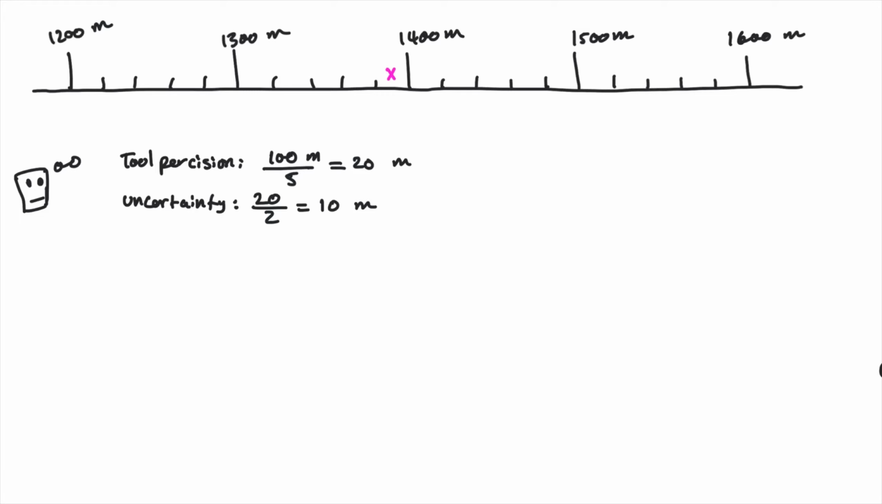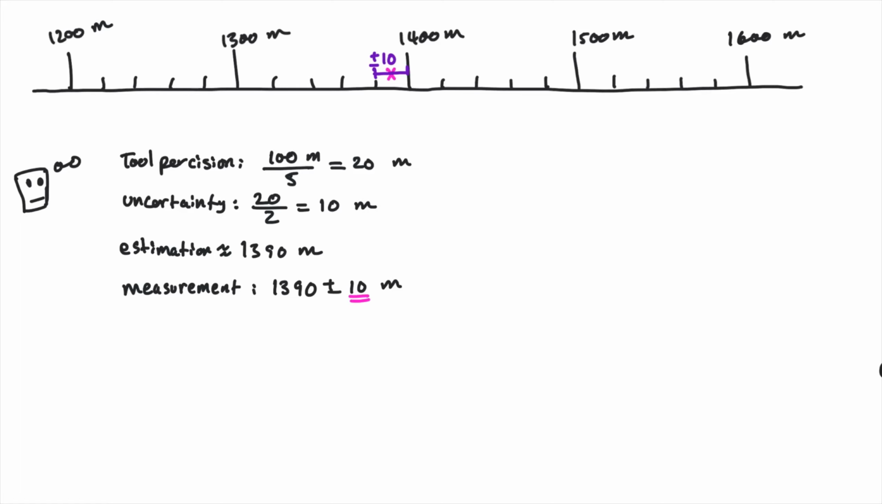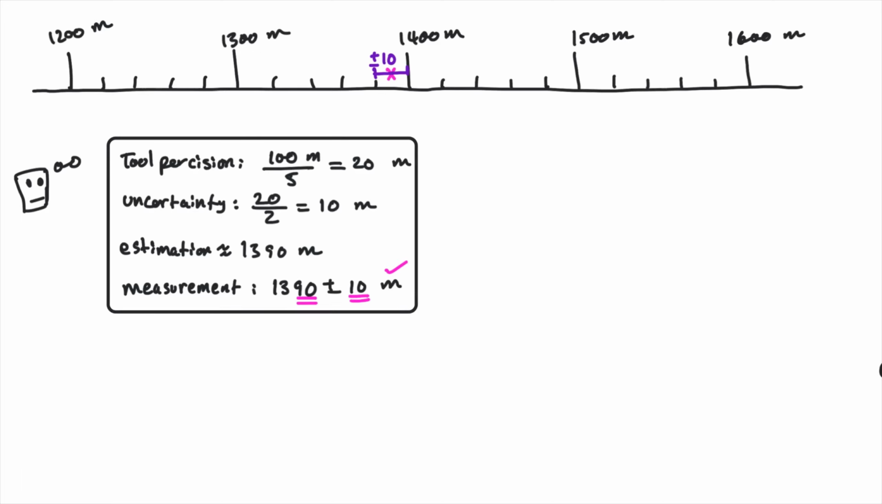Robo estimates the number to be approximately 1,390 meters, and therefore the measurement to be 1,390 plus or minus 10 meters. Robo checks the format and sees that 1,390's least significant digit is the 9, and since 90 and 10 are both multiples of 10, the format is correct. Robo shares this observation with the group.